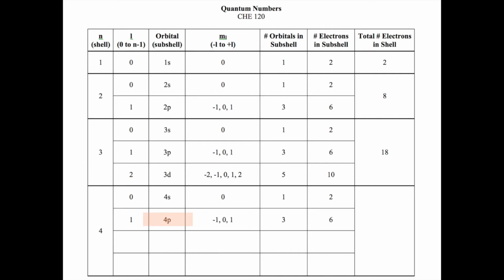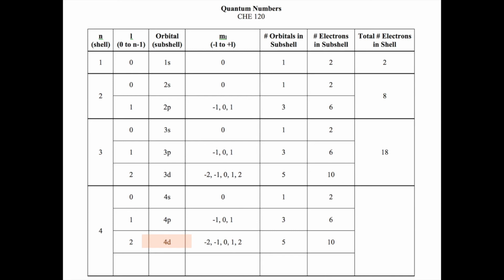When L is 1, that's going to define for me a 4p orbital. My 4p subshell will contain a total of 3 orbitals that each have a unique orientation in 3-dimensional space, arising from my 3 values of m sub l of -1, 0, and 1. 3 values mean I have 3 orbitals in that subshell that hold up to 6 electrons.